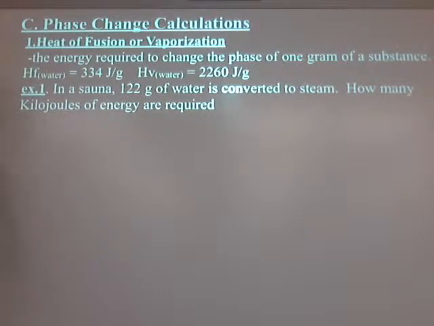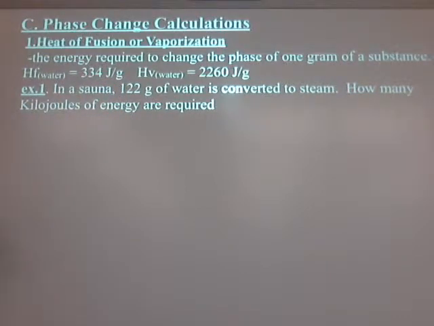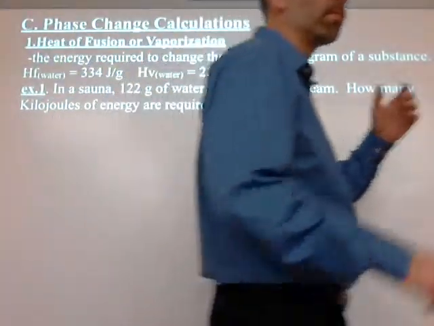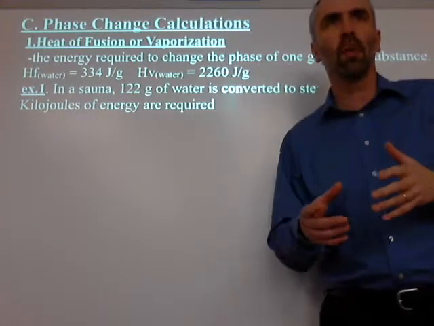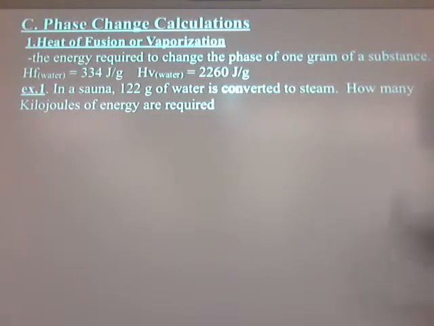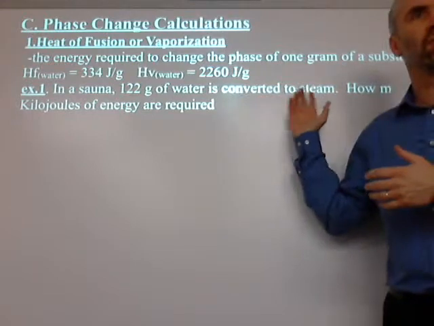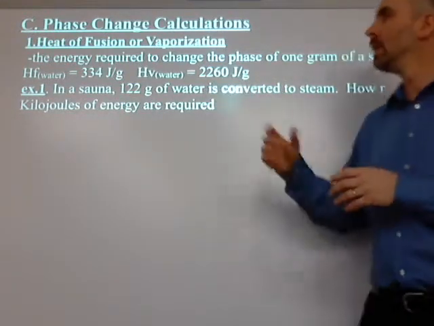What do you think? Bob? The 122 grams of water. What am I going to do with that number? Multiply it by 2,260. Okay, good. That's the correct answer, and let me explain. For those of you who weren't thinking that, I'll also explain the mistakes I was looking for. First of all, he picked the right value. It never said to use the heat of vaporization, but look at the question. The question says water is converted to steam. Which one do you think I'm going to use? This one.